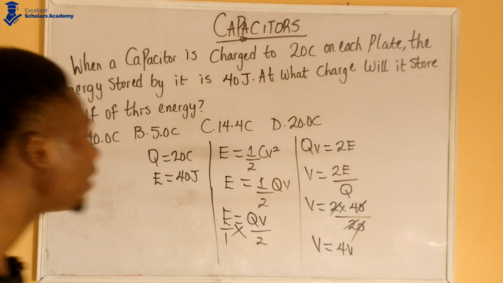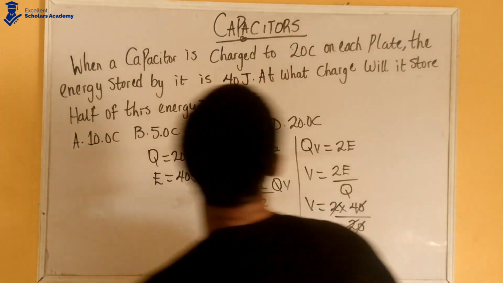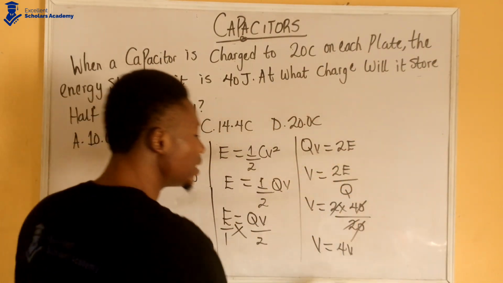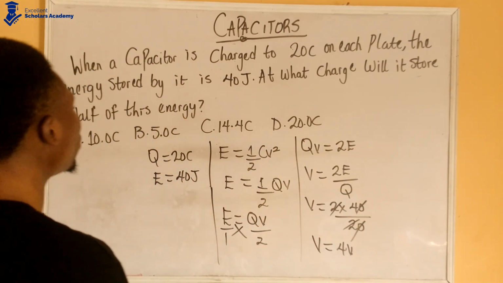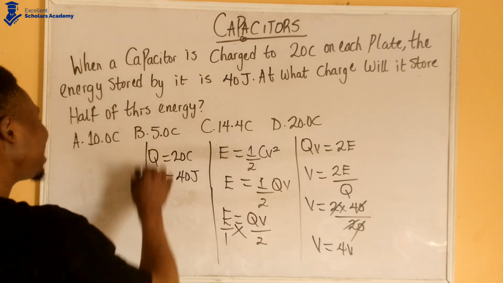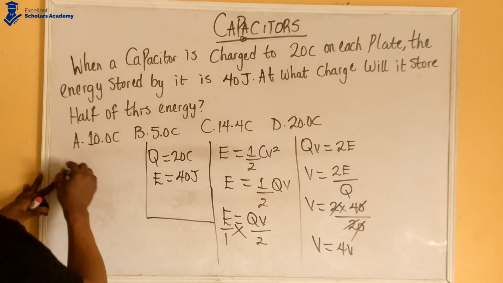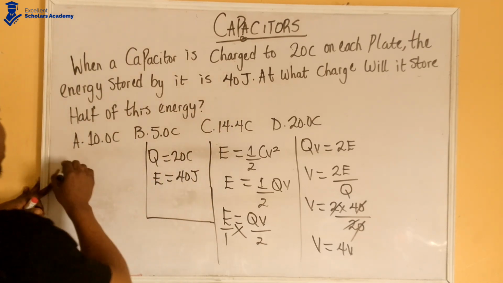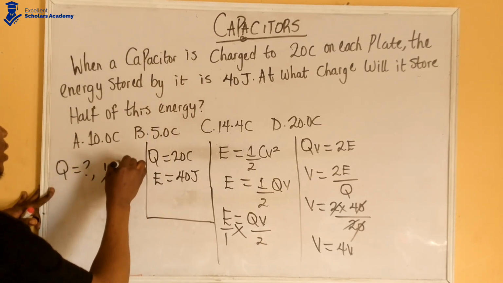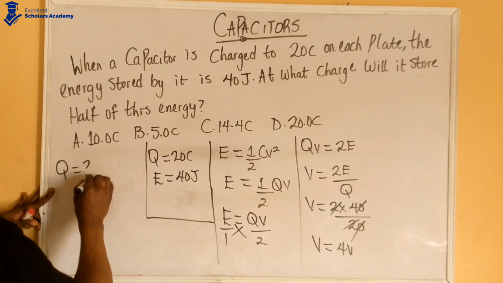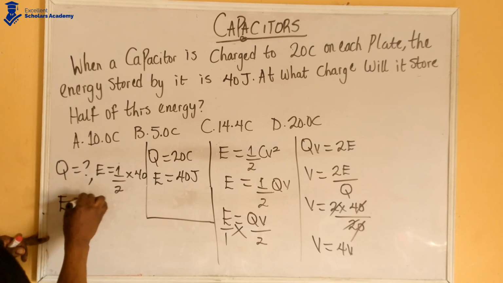Alright. Now that we have the voltage, we can now find the charge at which it will store half of this energy. So they're saying at what charge? Now this is the first instance: the voltage was 4 volts, the charge was 20 coulombs, and the energy stored was 40 joules. Now in the second case, at what charge will it store half of this energy, half of 40? So our energy in this case is going to be half of 40, which is equal to 20 joules.